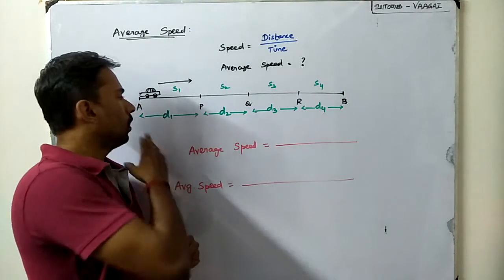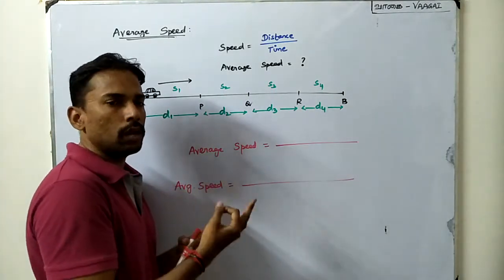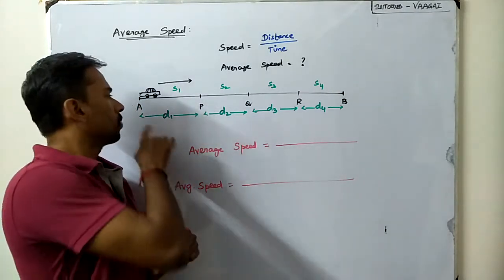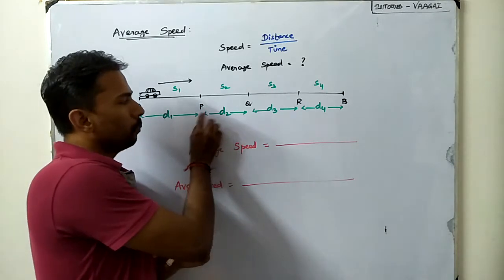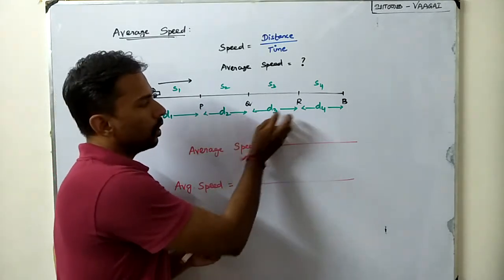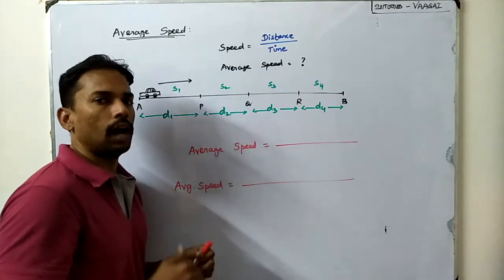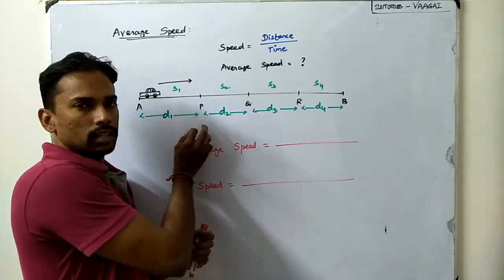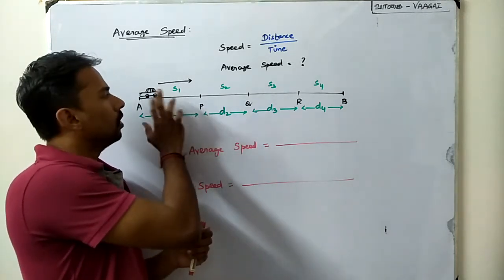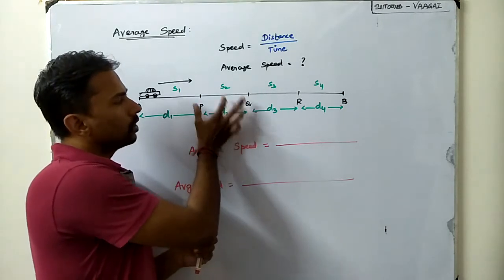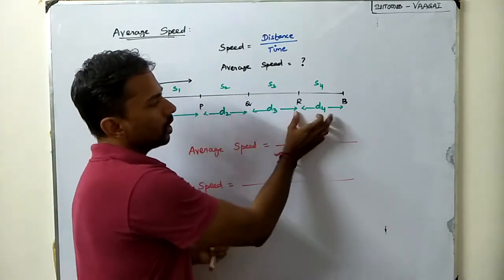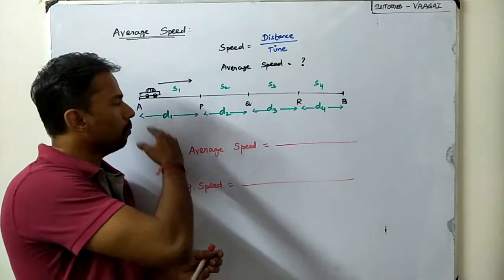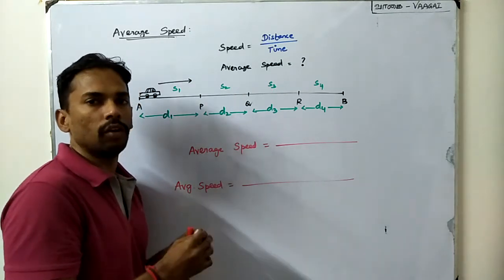Now let's assume that when the car travels from point A to point B, it crosses 3 points P, Q and R in between. We will assume the distances: from A to P let the distance be D1, from P to Q let the distance be D2, Q to R is D3 and R to B the distance is D4. Again, we will also assume the speeds this way. From A to P let the speed of the car be S1, from P to Q let the speed be S2, Q to R the speed is S3 and R to B the speed is S4. Overall, the car travels from A to B with different speeds, not with a uniform speed.